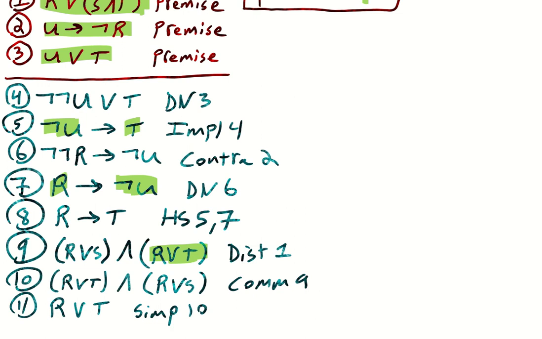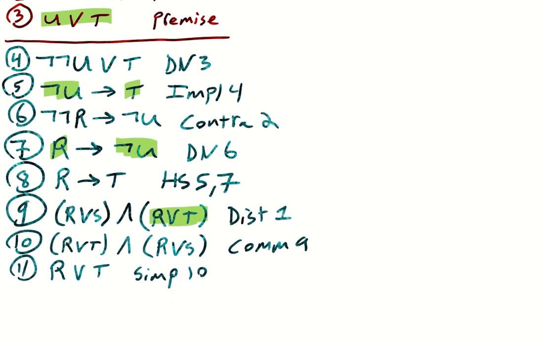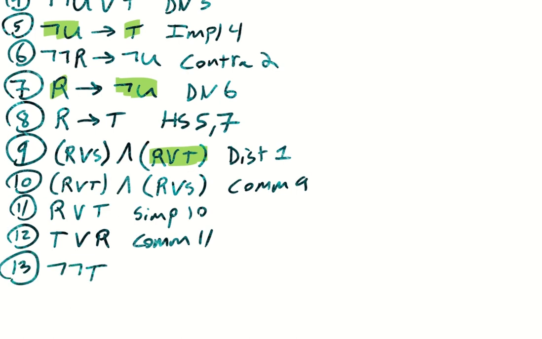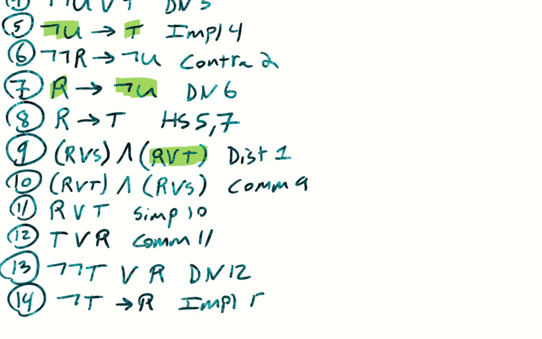I'm going to want an if not T then R. So one of the things we'll have to do is the commutative rule. So for 12, because we want the R and T flipped, so T or R, commutative rule, 11. And then for the implication, we'll have to do a double negation. So 13, not not T or R. And then for 14, we can get if not T, then R, by implication, line 13.